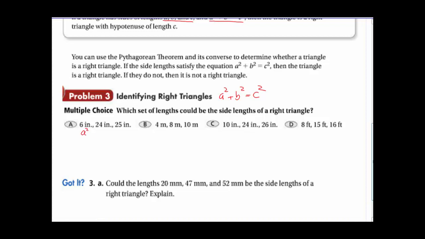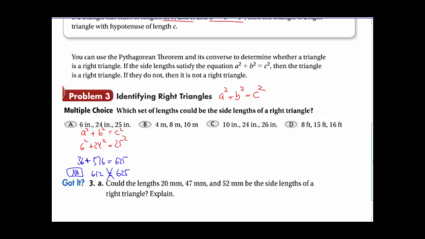So if we look at a, we have 6, 24, and 25. Well, we know a squared plus b squared equals c squared, so we'll plug in accordingly. 6 squared plus 24 squared is equal to 25 squared. If that is true, we do have a right triangle. Multiplying those out, we get 36 plus 576 should be equal to 625. 36 plus 576 is 612. Is that equal to 625? No. So this one is not a right triangle.